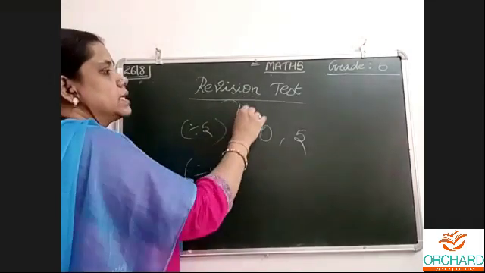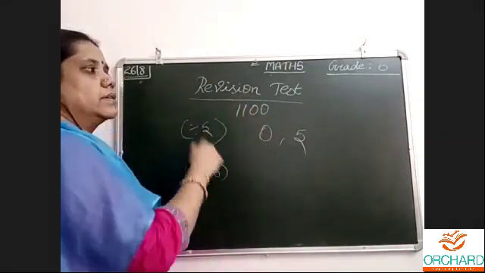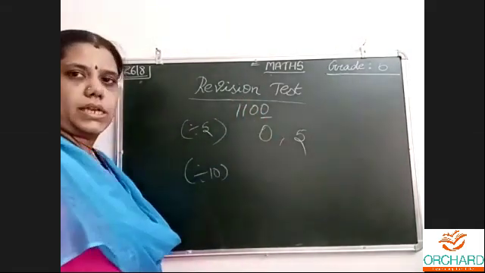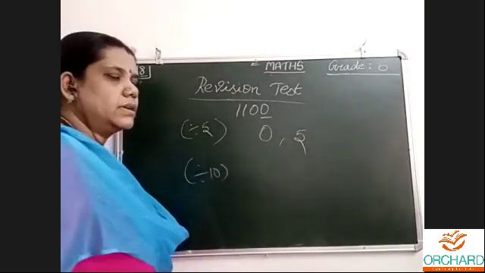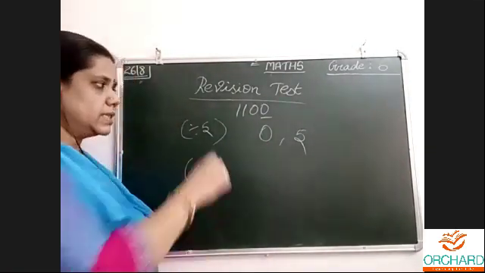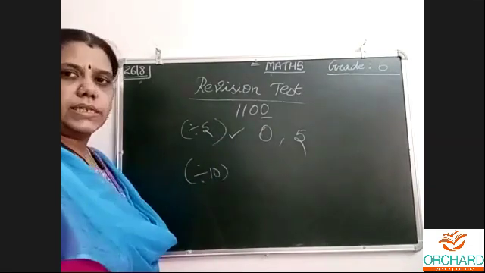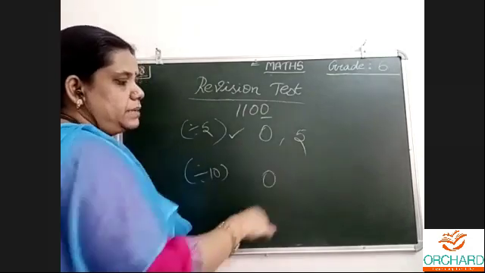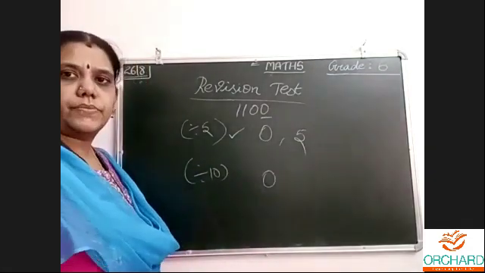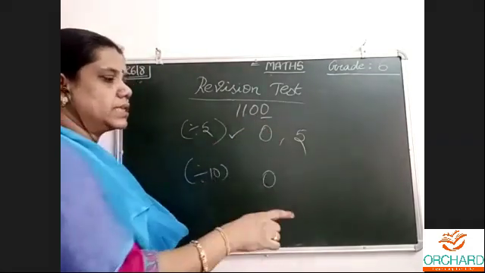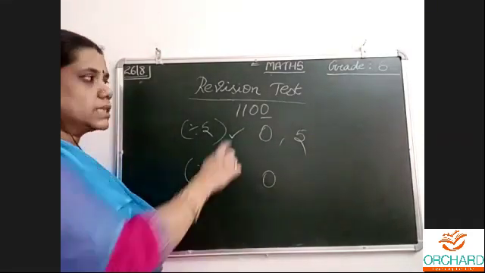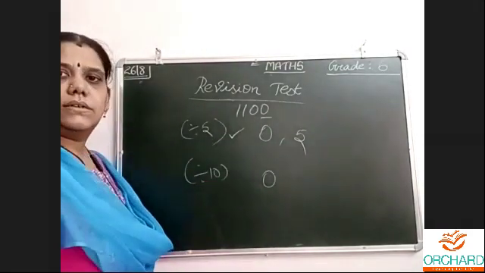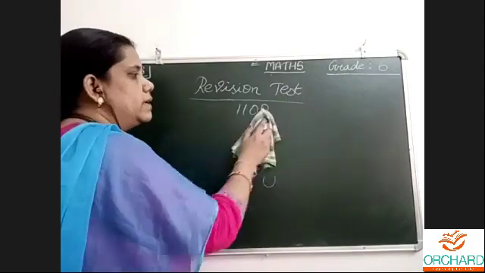For example, I can give like this. If the ending digit, the units place digit, is 0 or 5, yes, it is divisible by 5. Otherwise, no. For the test of divisibility by 10, the last digit must be 0 only. If it is 0, yes. Otherwise, no. In this case, it is yes. So this is the test of divisibility by 5 and 10.